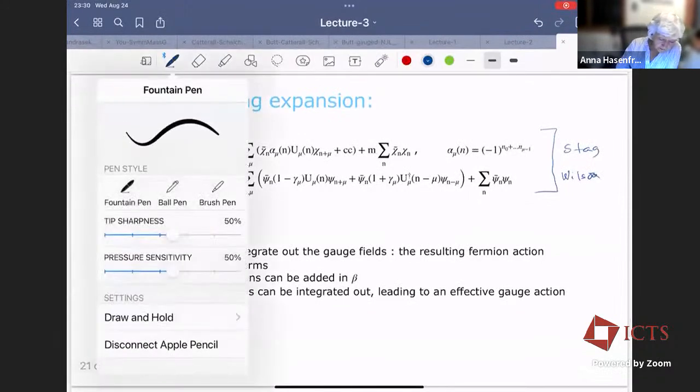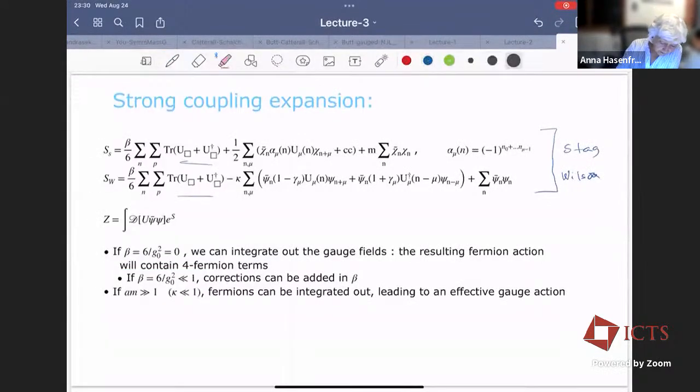In both cases I have just the simplest gauge interaction. I can do strong coupling then. I can have beta small, and remember beta is 6/g0 squared, with g0 the bare coupling. So beta small is g, the bare coupling, large. I can do an expansion.